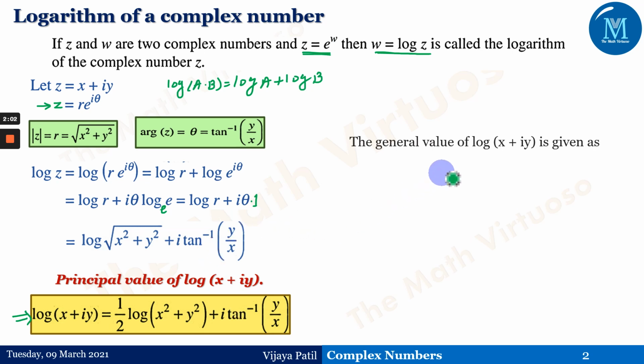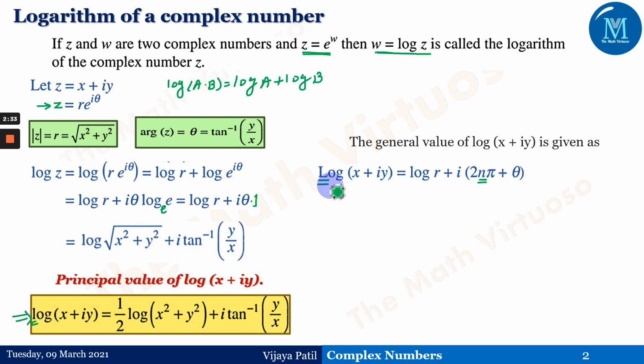Now what is the general value of log of x plus iy? Because there is a slight change in the notation, we have small l in the principal value, whereas in the general value we have to denote this as capital L. That is just to show the difference between the two notations, because this is the principal value whereas this is the general value. Why is this known as the general value? Because we have included here the number n, which varies because of the way we want the value of theta.